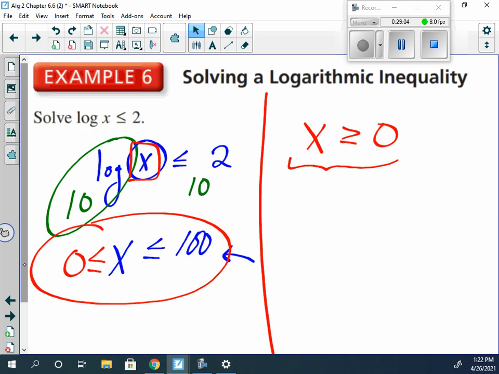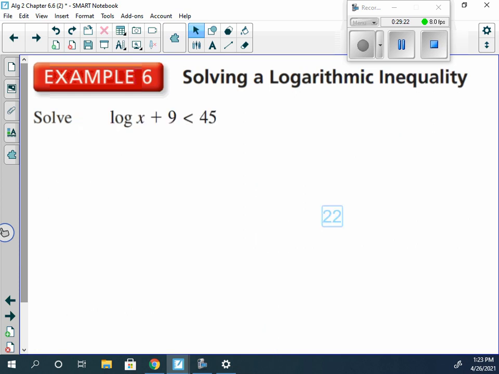Now, if it works out that our solution does not include negatives, we don't have to do this step. We only have to do it if negative numbers are included in our solution set. Are there any questions on this here? So let's look at this one here.